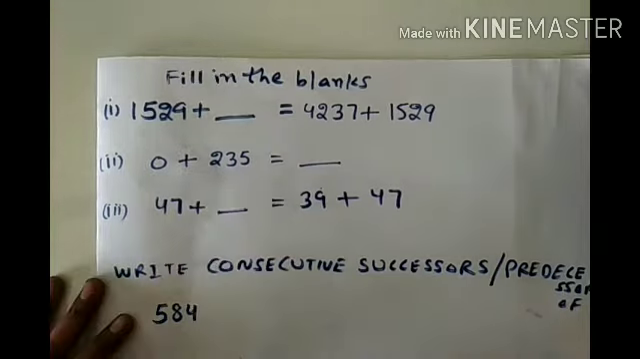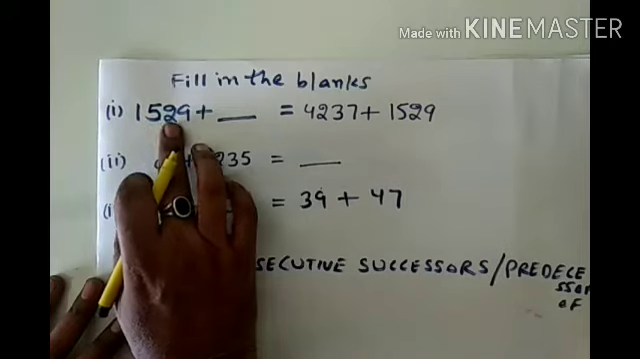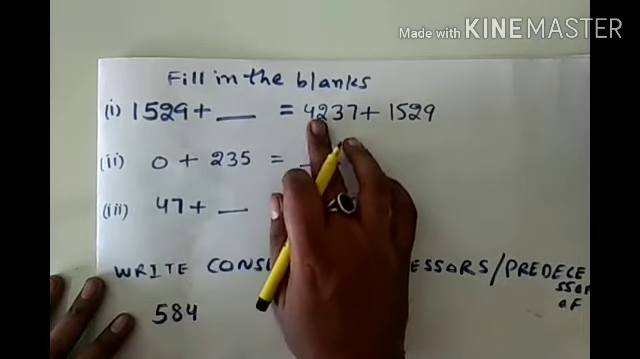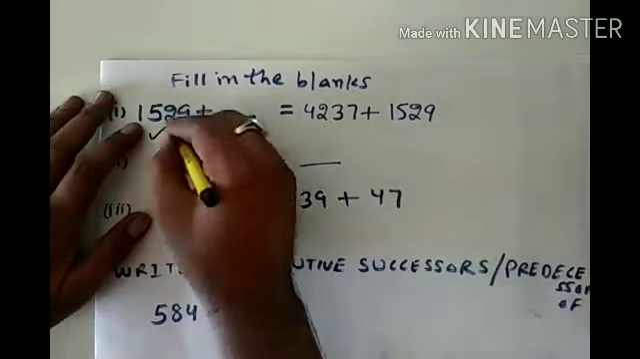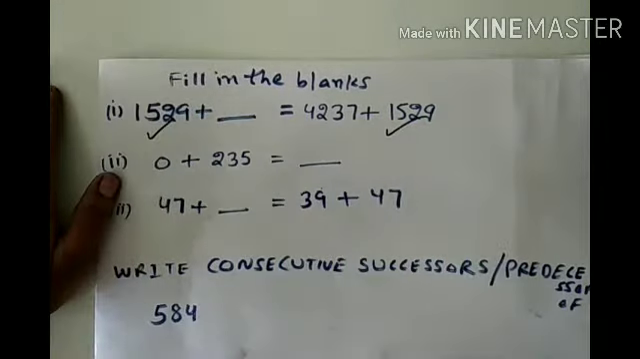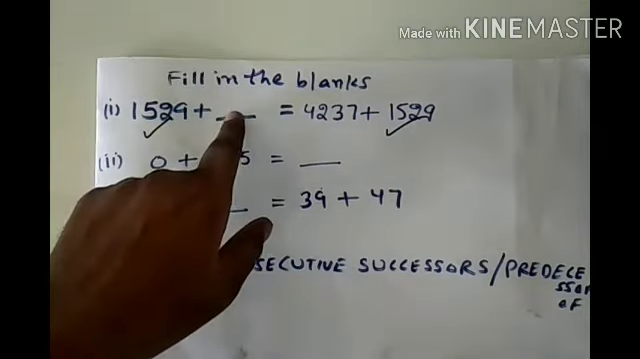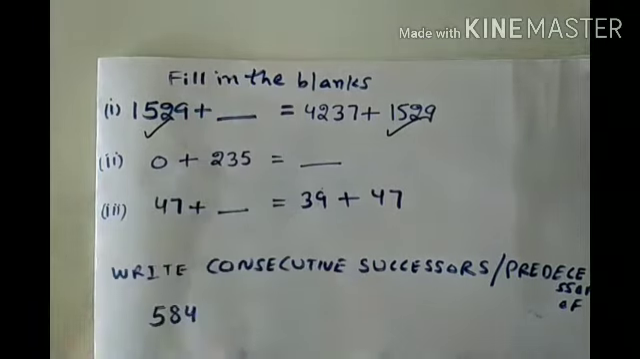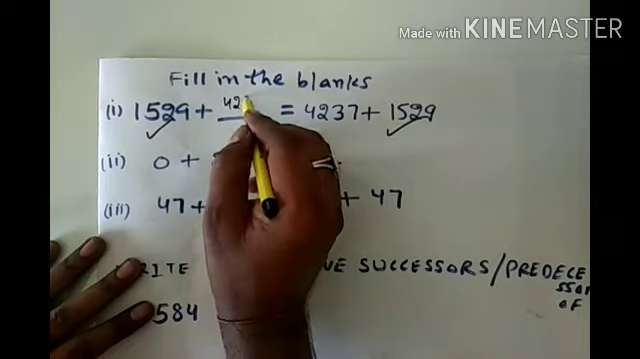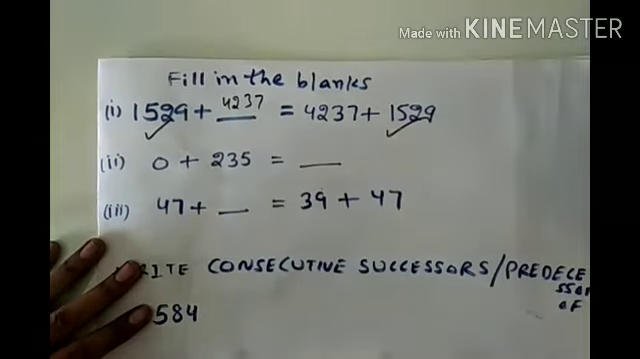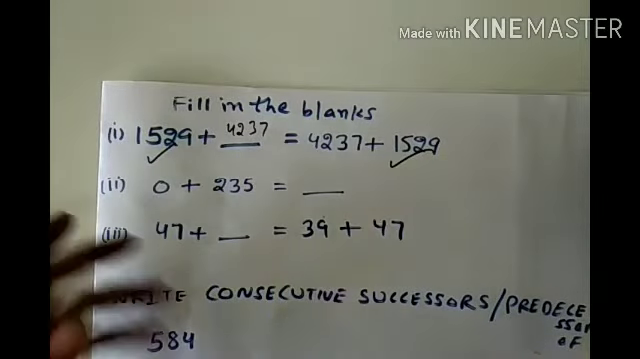Now students, we have to fill in the blanks. Here you will see the first part is 1529 plus fill up is equal to 4237 plus 1529. Here you will see this number and this number are same. Now by which number will you fill this place so that both sides may be same? So I will use 4237. And this rule is called commutative law. If we add 1 plus 2, then that is equal to 2 plus 1. Clear?